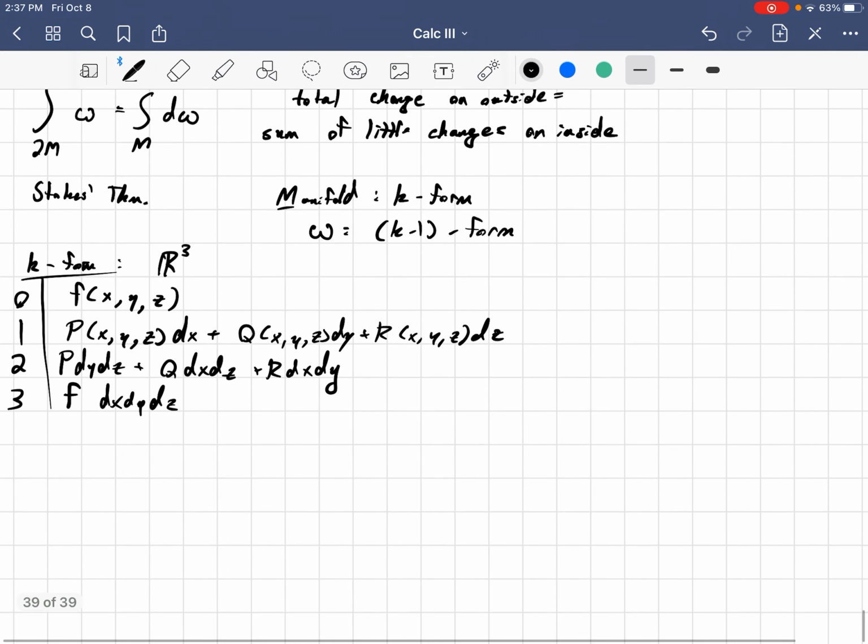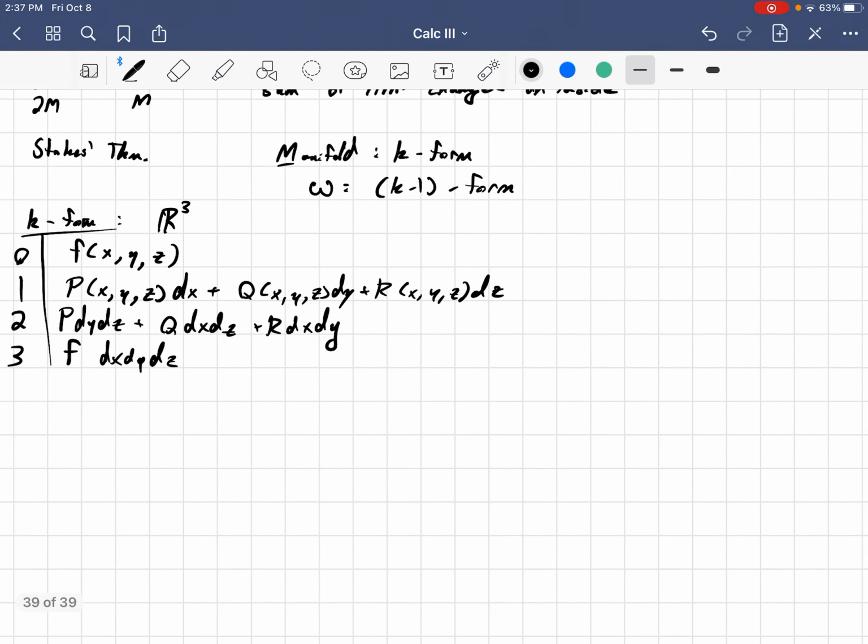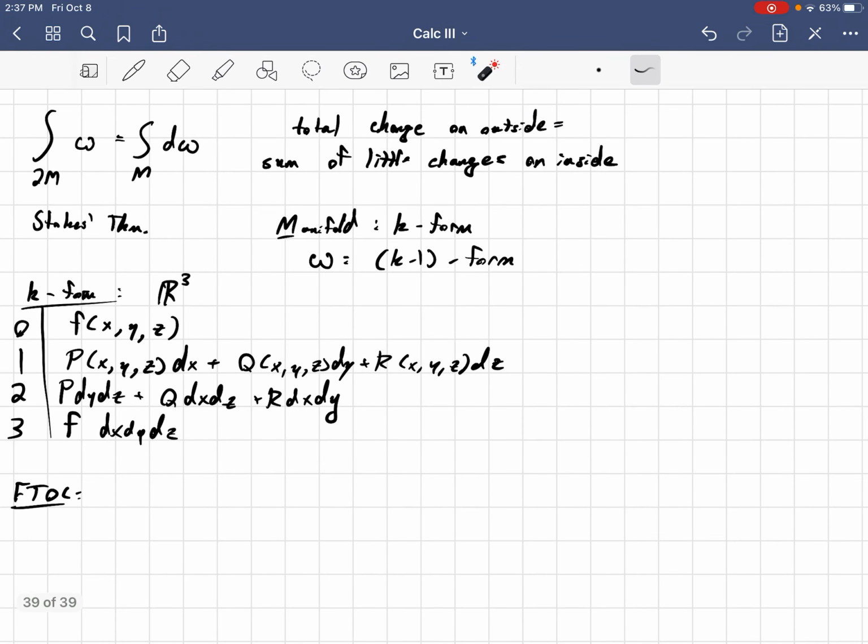Now, let's go back to this here. The total change on the outside is the sum of the little changes on the inside. Now, just to see how powerful this theorem is, let's look at the baby case of the fundamental theorem of calculus, okay? Let's come up with it in terms of the simplified version of the general Stokes theorem.